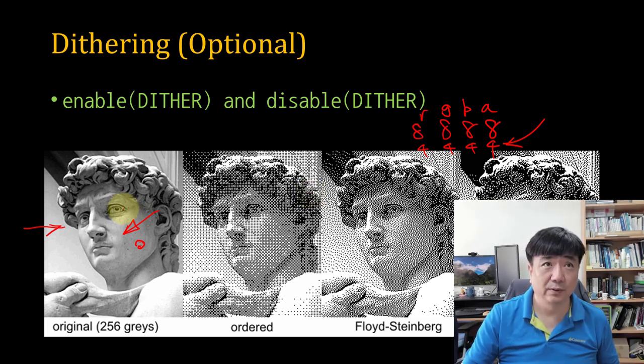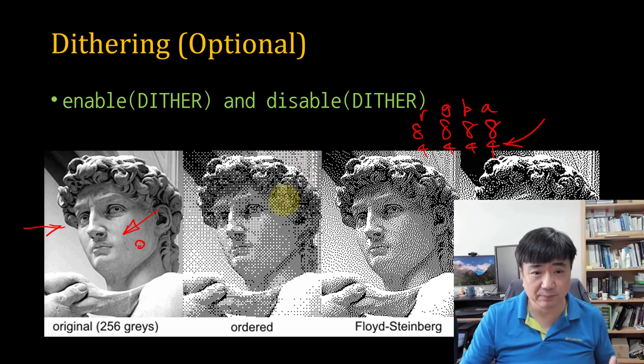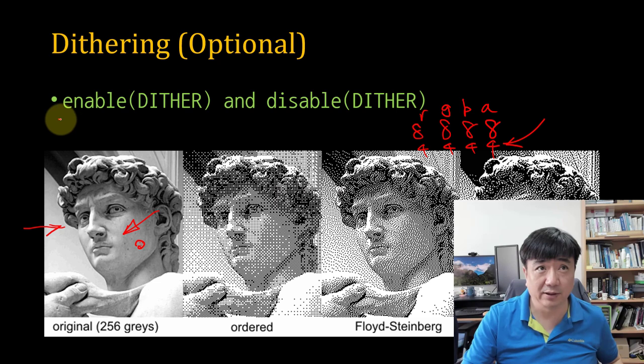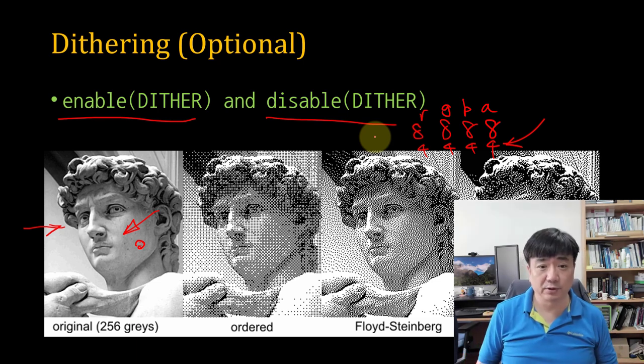So I cannot recommend using dithering. It is very hard to test, because the supporting hardware is very rare. So it is not possible to test dithering. Anyway, if a GPU supports dithering, then we can enable it with the dither option and disable it by dither.